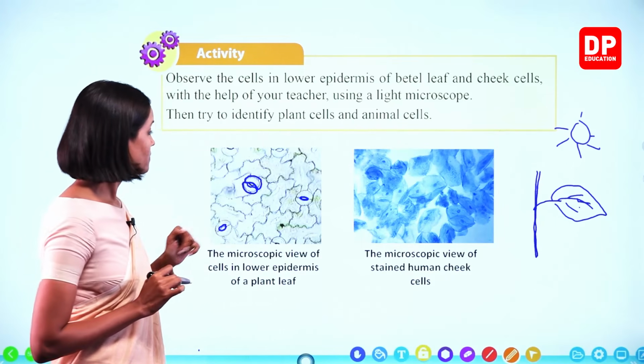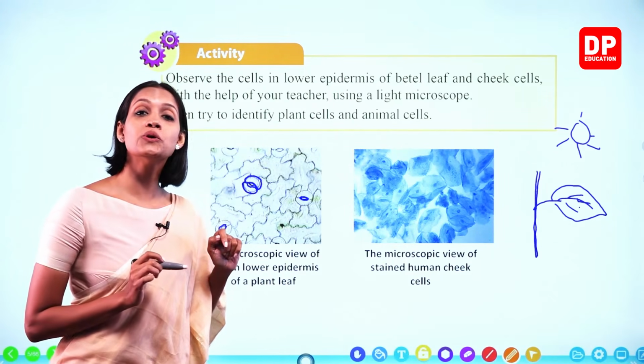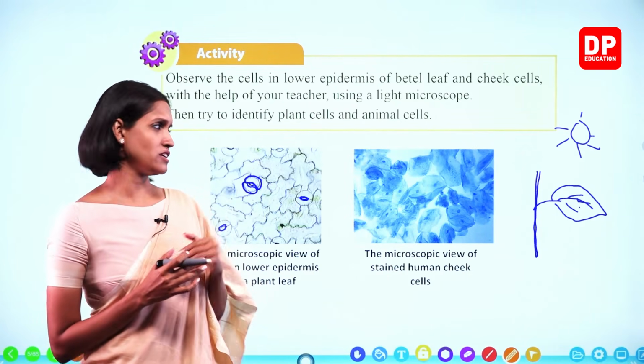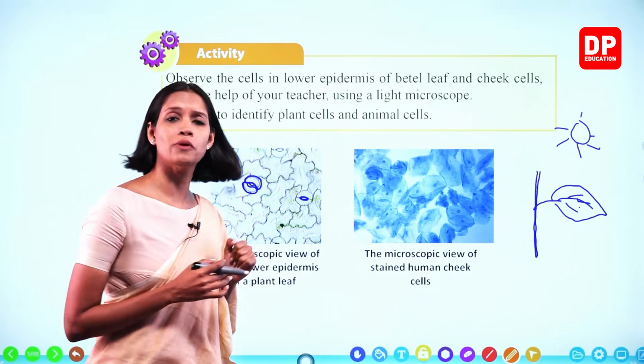This tiny opening is known as a stomata. What is the importance of a stomata, children? Why do plant leaves need stomata?